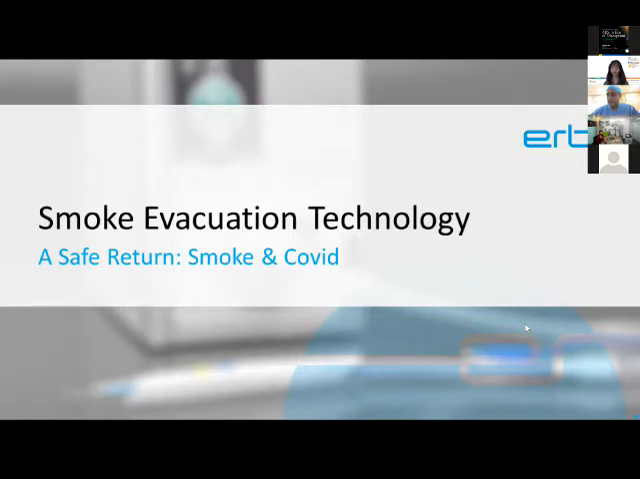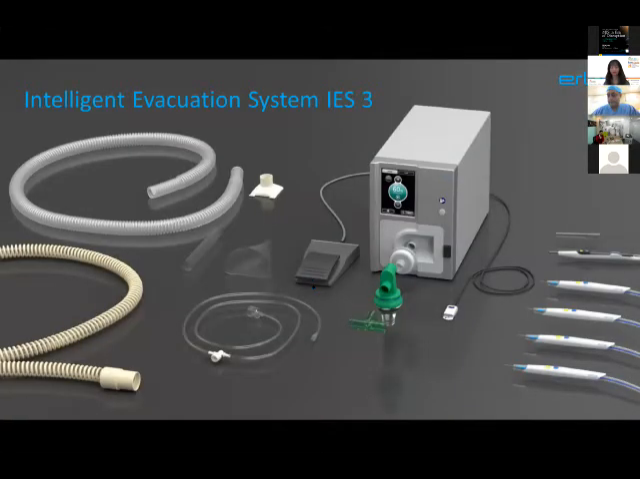So now I'm just going to share with you some of the technology behind the smoke evacuation system, and also something that ERBE has. We have what we call the Intelligent Evacuation System, or the IES-3, and this is just some of the products, or rather the accessories, that come along with it.